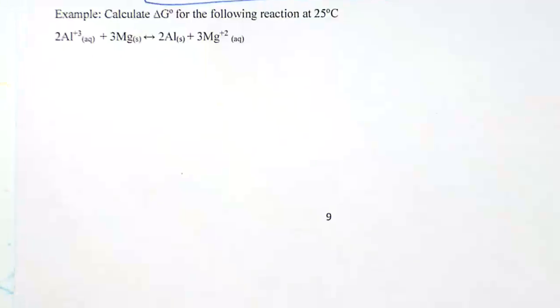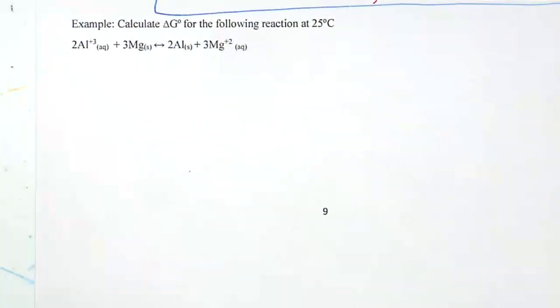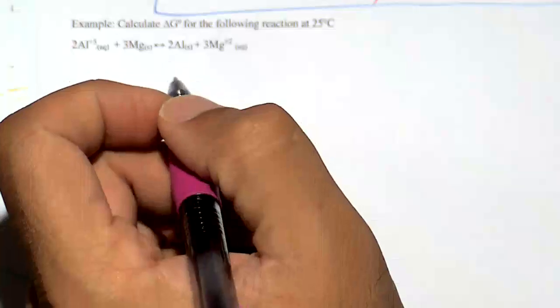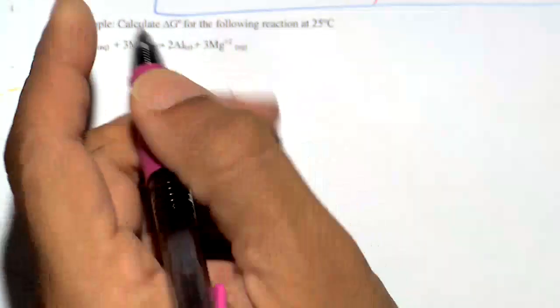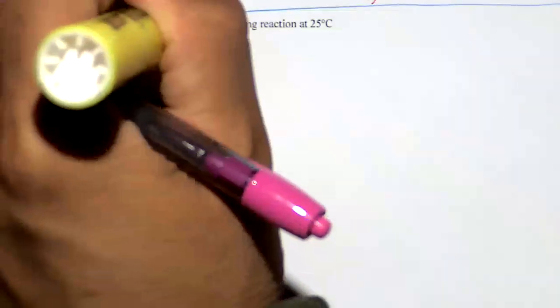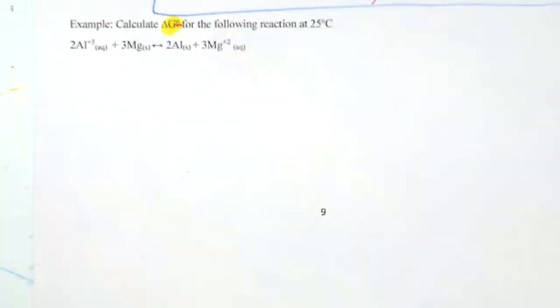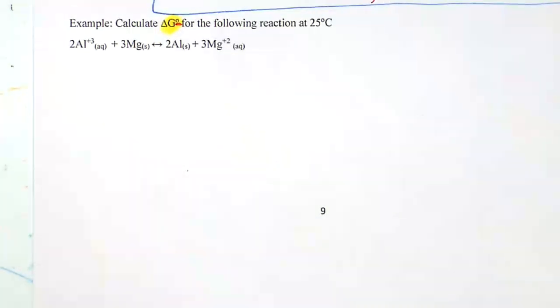And I'll wait for this to zoom properly. And let's go ahead and start. All right. So calculate delta G for the following reaction at 25 degrees C. So I notice here that we have the delta G naught symbol. So this means it's at standard state. Okay, standard state conditions. That's what this little O means, standard state.